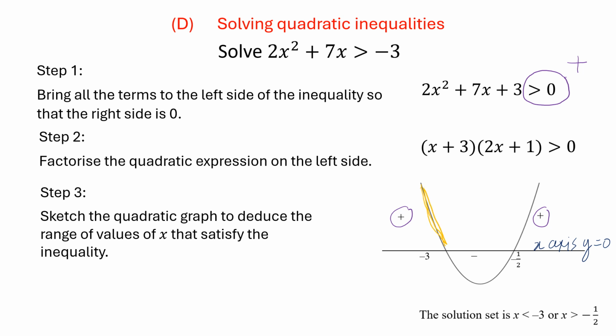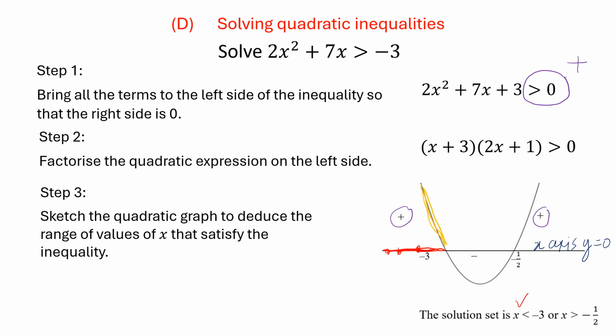Corresponding to this part of the curve, you're finding the x value, so the x value must come from the x-axis. Any value here, can you see that it's less than -3? Sorry, less than -3. Any value here is less than -3. So that explains our first inequality.